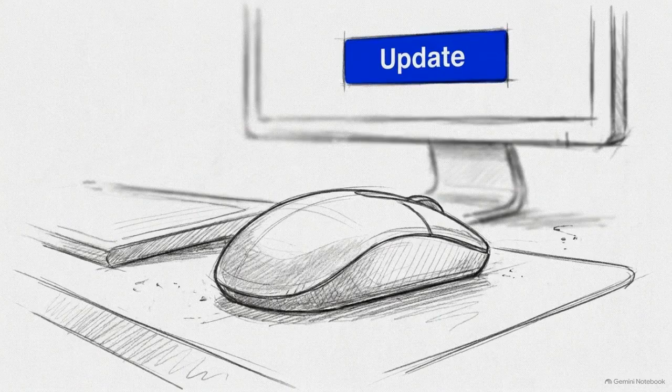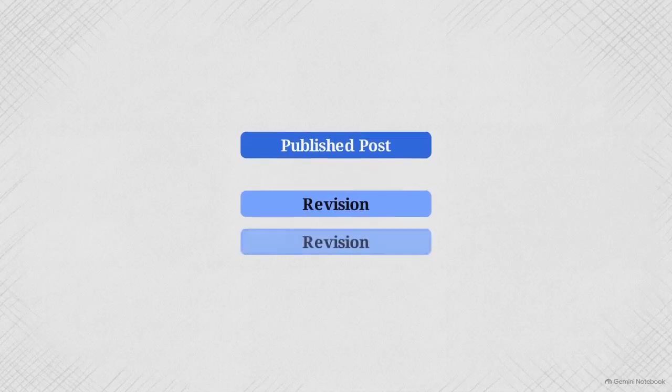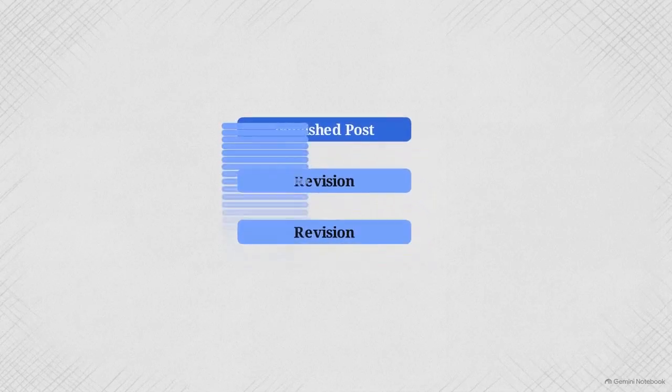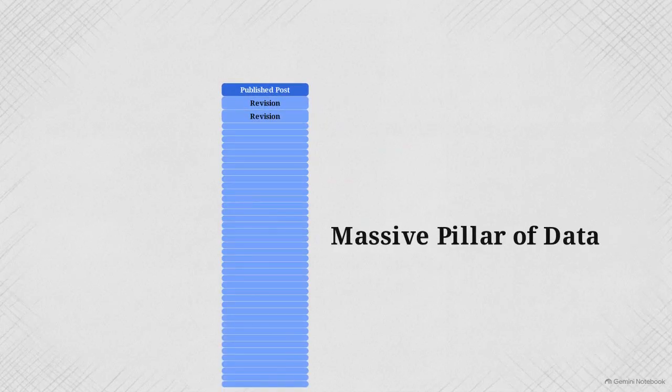Every time you make a meaningful edit to a post and hit update, WordPress permanently saves the previous version as a distinct row in your database. Over years of publishing, a small site easily accumulates thousands of these rows. This chart shows a massive pillar of existing revisions.